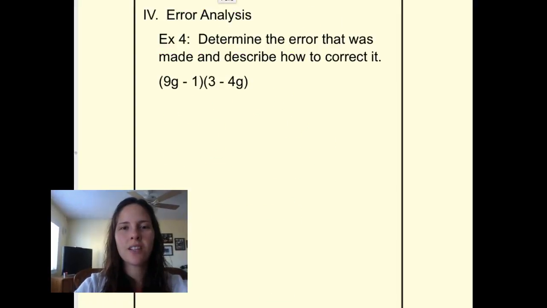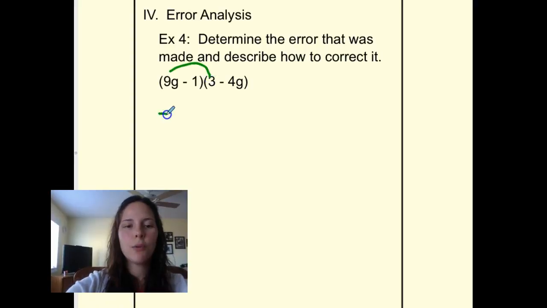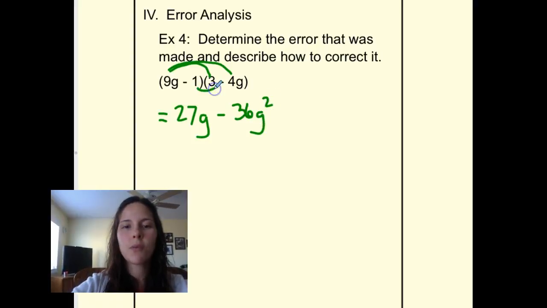And finally, we have an error analysis. I'm going to distribute my 9g to both terms. 9 times 3 gives me 27g. 9 times negative 4 gives me a negative 36g squared. Distributing my 1. 1 times 3 gives me 3. And 1 times negative 4 gives me a negative 4g.